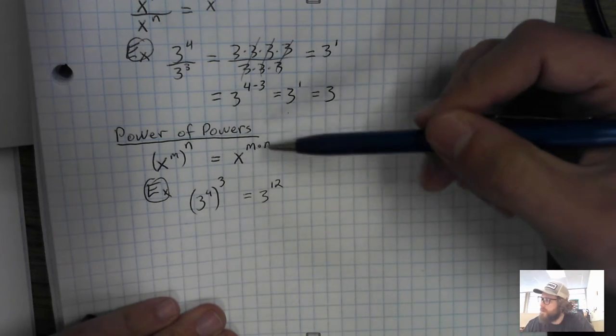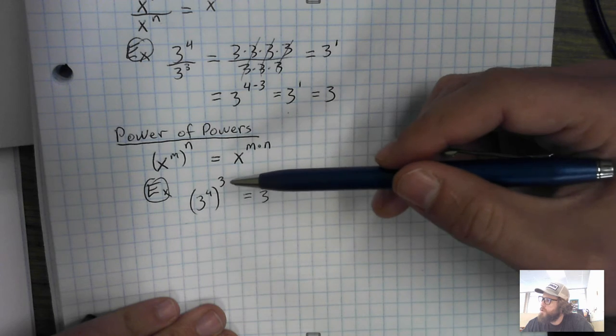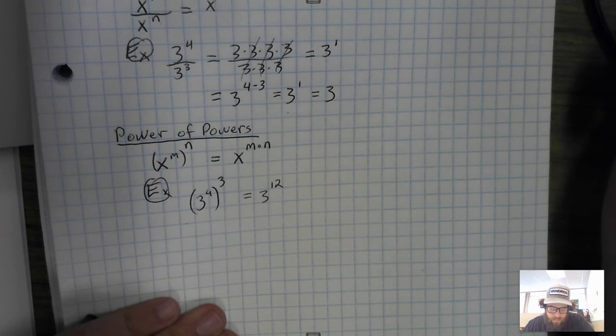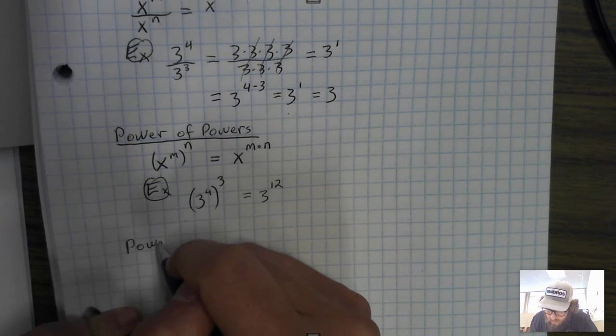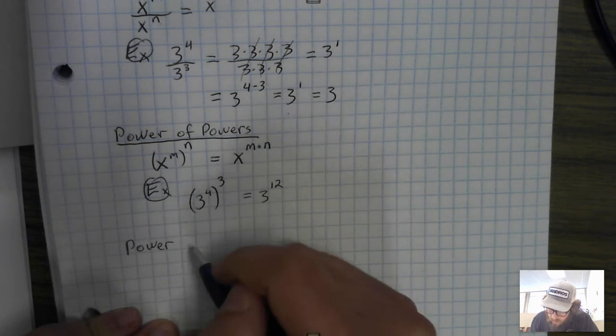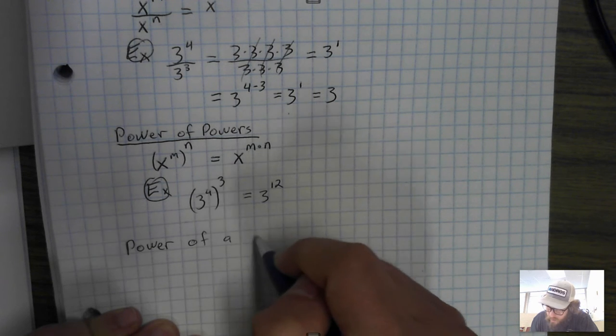So the power of powers, you multiply them. Power to a power, you're going to multiply them. Then we've got power of a product.